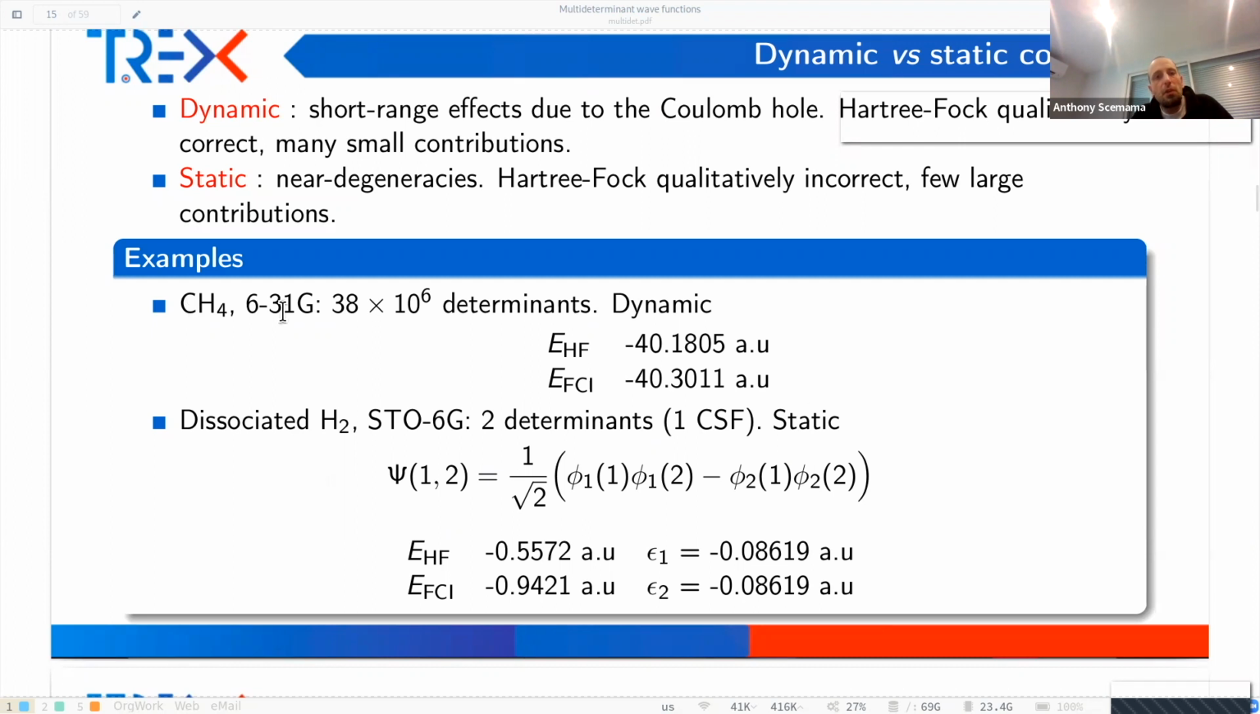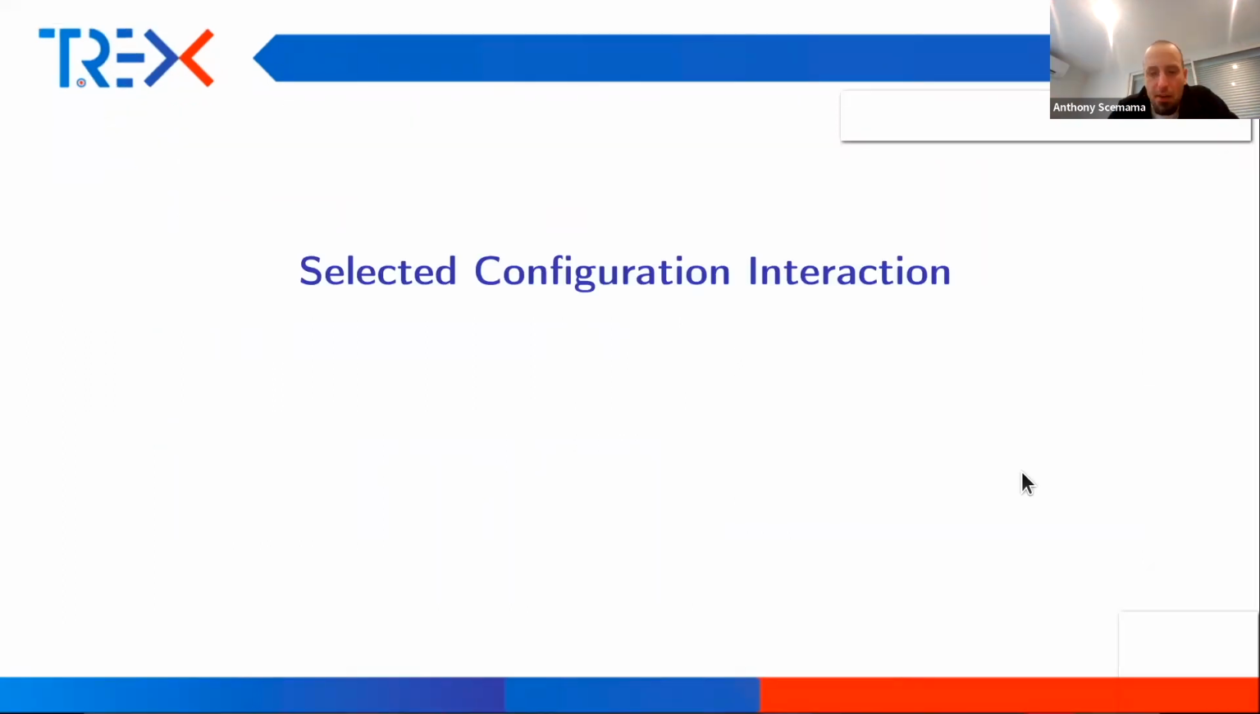In CH4, most of the correlation comes from the dynamic, and so you see here with 38 million determinants, you have 0.2 atomic units, and here in H2 with 2 determinants, you have 0.4. So you see that static correlation can be really, really important. So I will now continue, and we'll talk about selected configuration interaction.